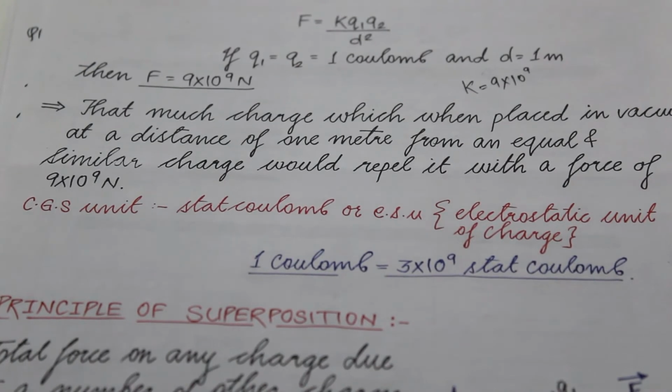Now talking about CGS unit, the SI unit of charge is Coulomb, whereas the CGS unit is Stat Coulomb or ESU. ESU stands for electrostatic unit of charge. Now 1 Coulomb is equal to 3 into 10 raised to power 9 Stat Coulomb or ESU.